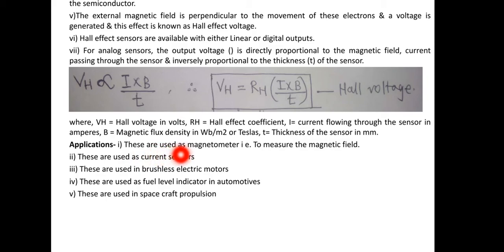Applications: these are used as magnetometers to measure the magnetic field. These are used as current sensors. These are used in brushless electric motors. These are used as fuel level indicators in automotives. These are used in spacecraft propulsion.